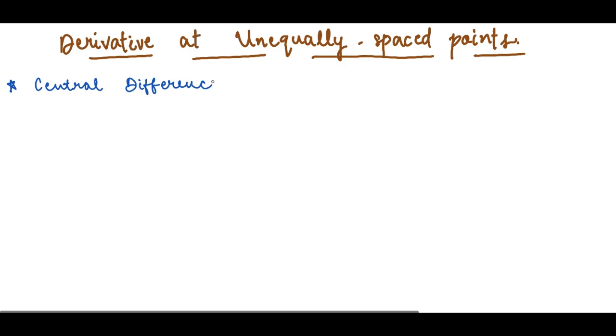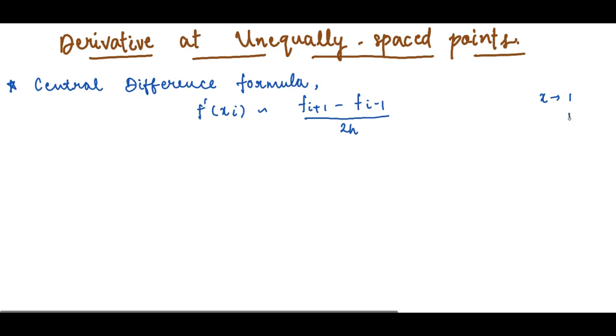So let's just recall our central difference formula: f dash xi is approximately equal to fi plus 1 minus fi minus 1 divided by 2h. This formula assumes that the points are equally spaced. For instance, if I take 1, 1.5, 2, then h equals 0.5 and that is perfect. But suppose our points are like 1, 1.4 and 2. Now the spacing becomes 0.4 and 0.6.